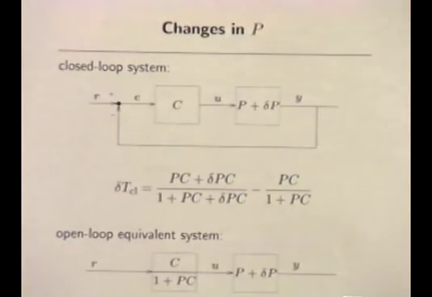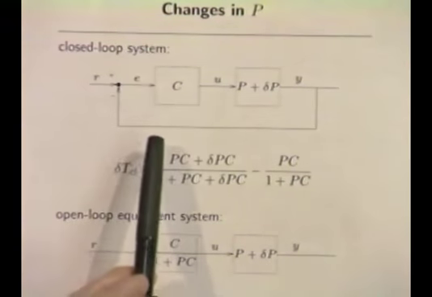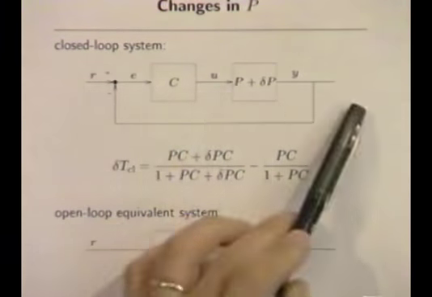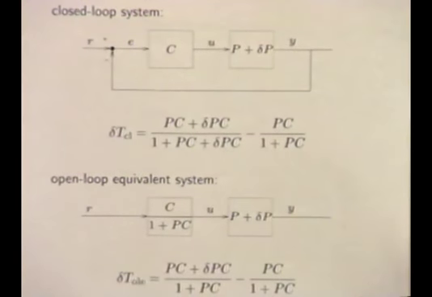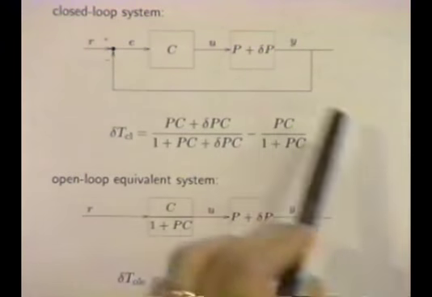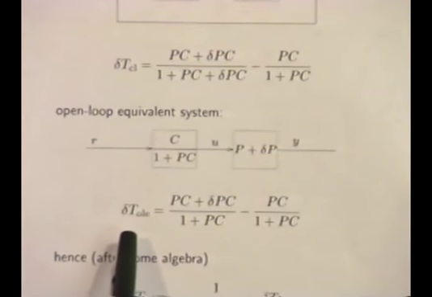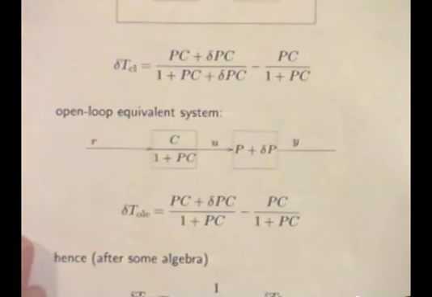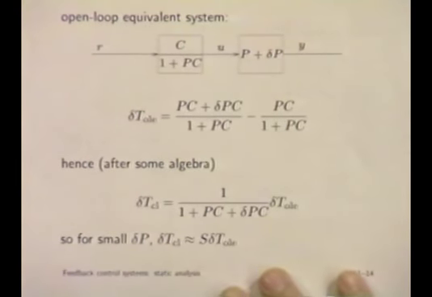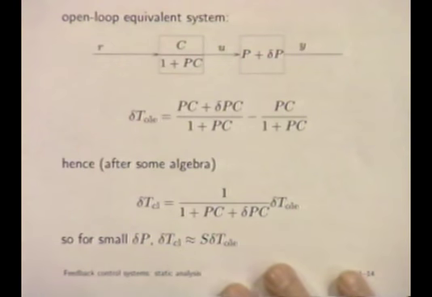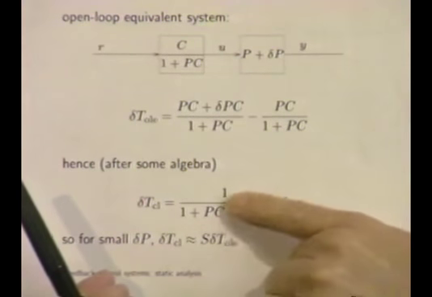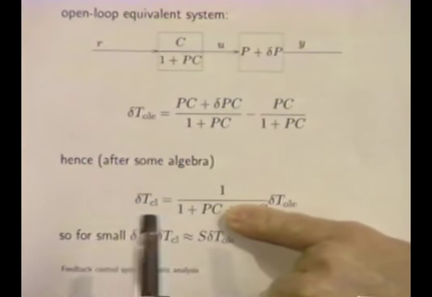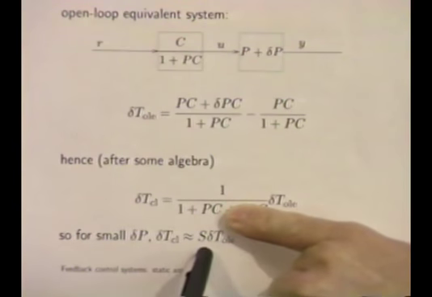Let's do changes in P. If we work out the closed loop system, you have C and P plus delta P, and you simply work out what the change in closed loop gain is from here to here. It turns out to be this expression here. If you look at the open loop equivalent system, the analysis is pretty simple. You get this. And if you then relate the two, assuming that delta P times C is pretty small, basically the change in closed loop gain is equal to the change of the open loop system times S, the sensitivity.